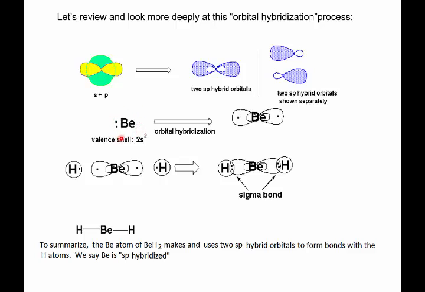Here's the beryllium starting out. 2 electrons in the valence shell. The configuration is 2s2. All right, orbital hybridization occurs. It's going to take the s and one of the 3p orbitals, blend them, meld them together. Boom, there it is. This is one of the sp hybrid orbitals, and here's the second one.